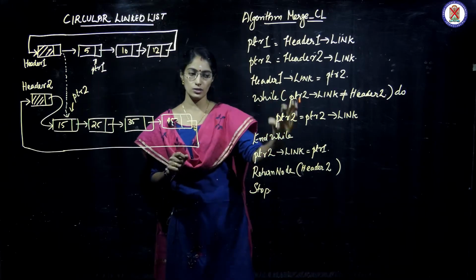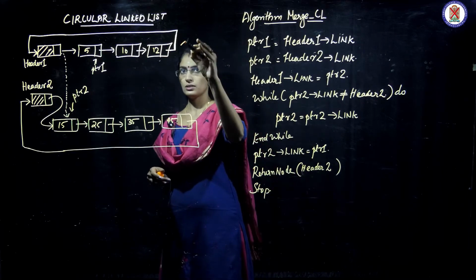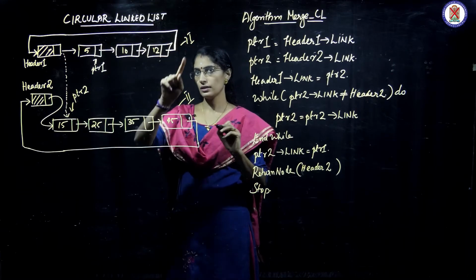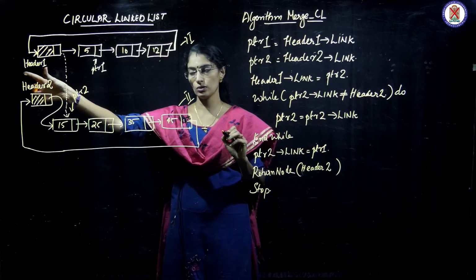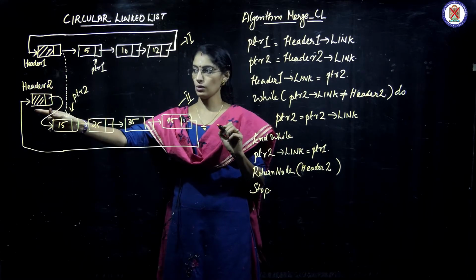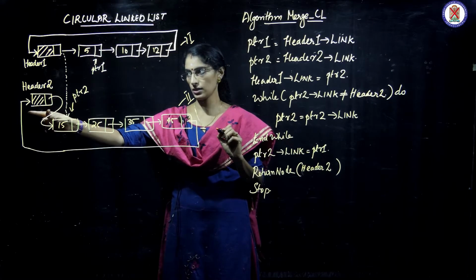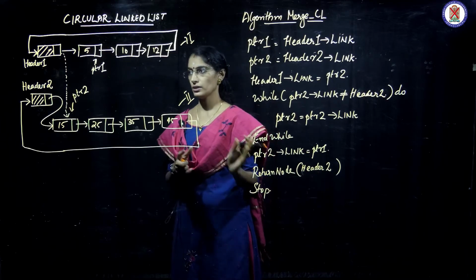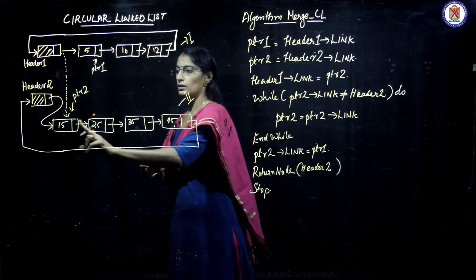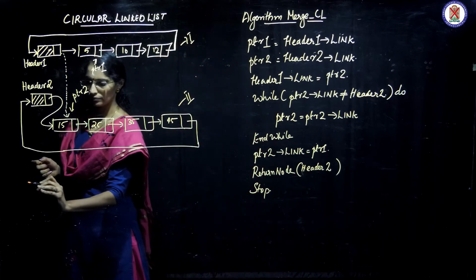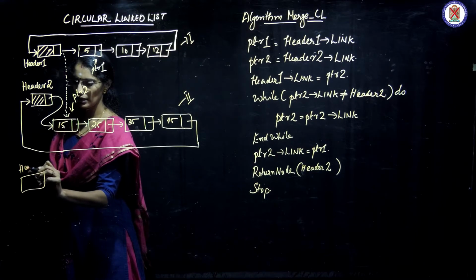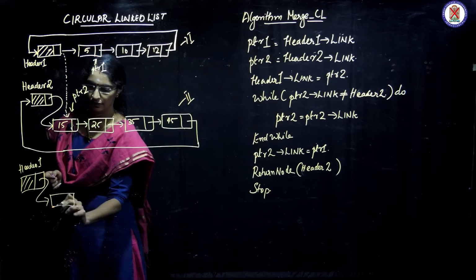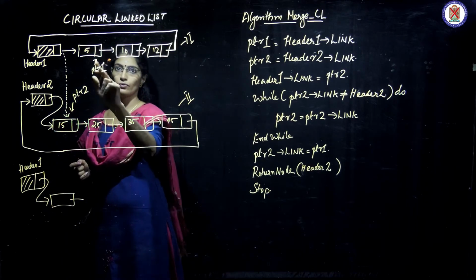According to this algorithm, suppose this is the first circular linked list and this is the second circular linked list. The first circular linked list starts from the header node named header 1, and the second starts from the header node header 2. After the execution of this algorithm, you will have a new merged list where the header node will be header 1, and there will be 1, 2, 3, 4, 5, 6, 7 nodes.